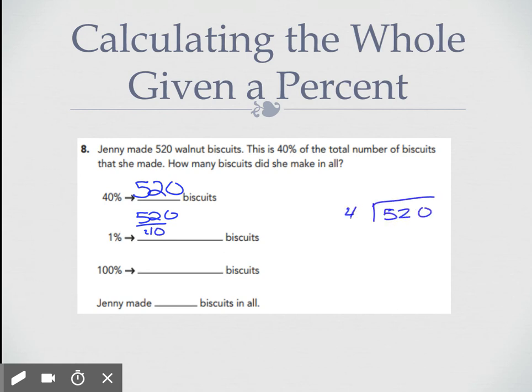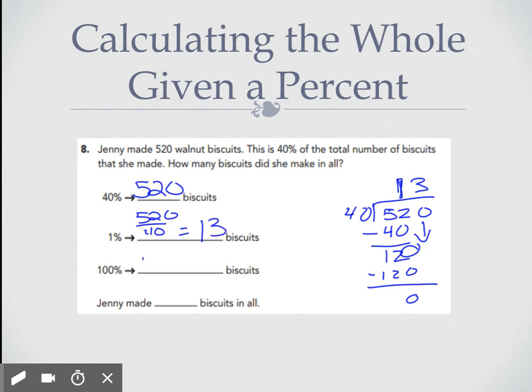Make it a long division problem if it's not a basic fact like I do. 40 goes into 52 once. That's a 1, not a 7. Okay, and now 40 goes into 120 3 times. I'm left with 0, so I'm done. So 1% is 13 biscuits.